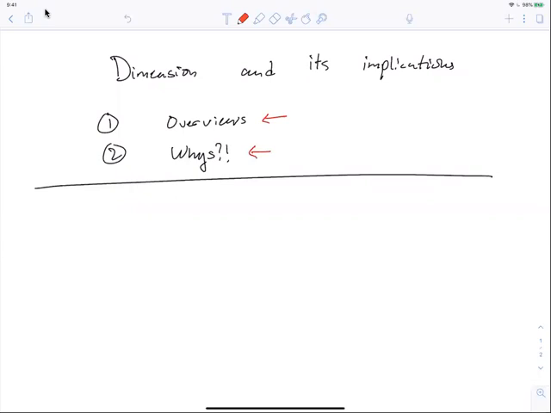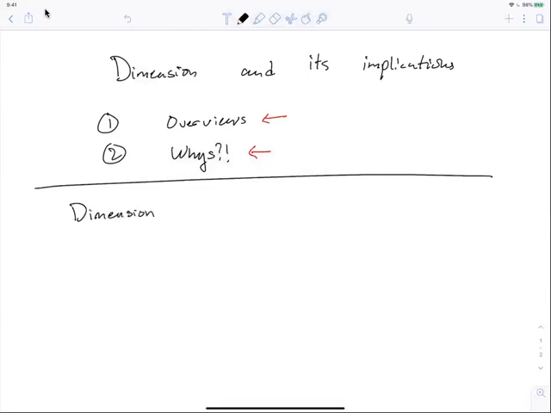Everything from pivot positions to kernel to image to dimension, all of those concepts are going to get interwoven in why these key concepts are true. So for right now, we're just going to do the overviews, and there are three important concepts to go over today. So the first one is dimension.